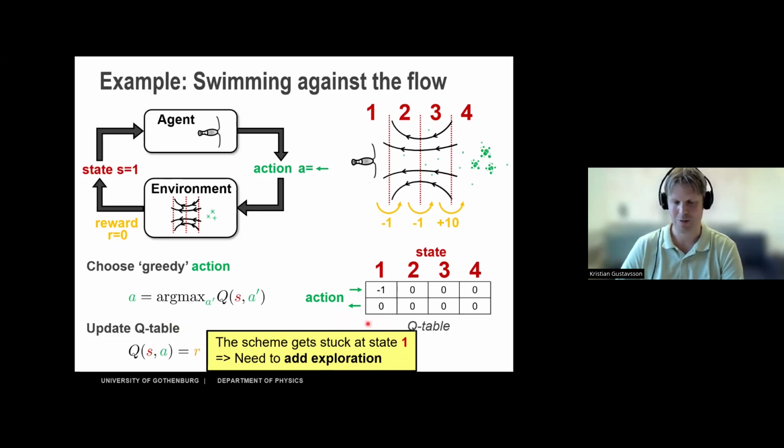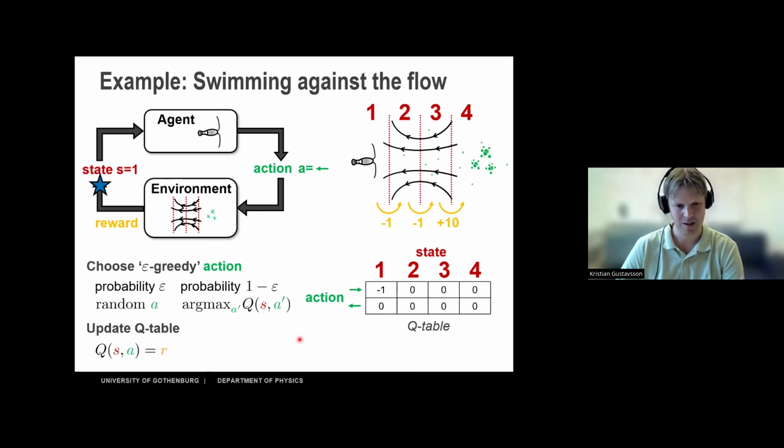So to be able to escape this state, we need to add exploration. That means that instead of always choosing the greedy action, that is the one we currently think is the best one, we choose a random action with a small probability epsilon. So when we are at state 1 and with a small probability epsilon choose a random action, we can go to the right, and then we get the -1 reward, and we get to state 2.